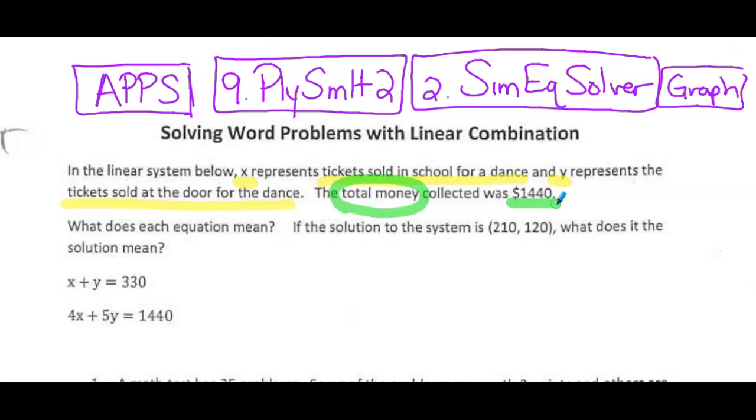So when I come down to the question, the first thing it says is, what does each equation mean? So I want to look at this system here on the left and make sure we know what it means before we go any further. If I look back up in the word problem, it says X represents the tickets sold in school. So this X right here is number of tickets sold in school. And then it says Y represents the number of tickets sold at the door. So this 330 has to be a total. So think to yourself, what does the 330 have to represent?